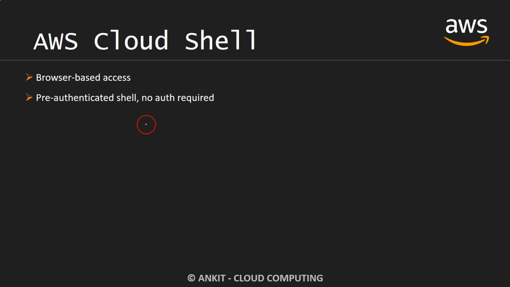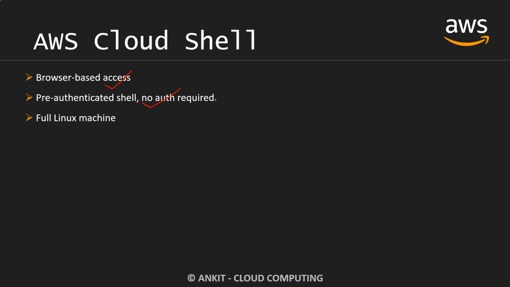So it's a pre-authenticated shell. You don't require any authentication. In the case of the AWS CLI, we try to do aws configure, but in this particular case, AWS CloudShell, it's already pre-authenticated. So you do not need to provide your user credentials. It's a full Linux machine you will get. You do not need to even provision it.